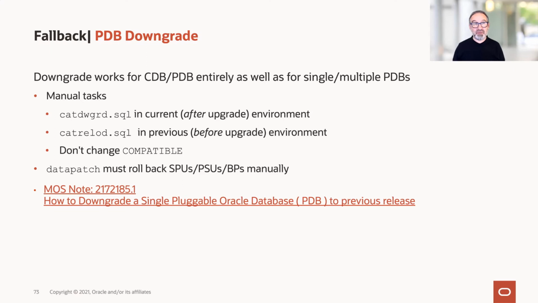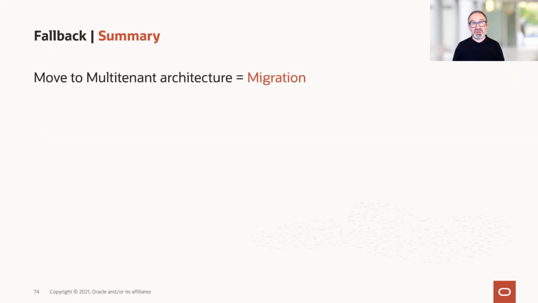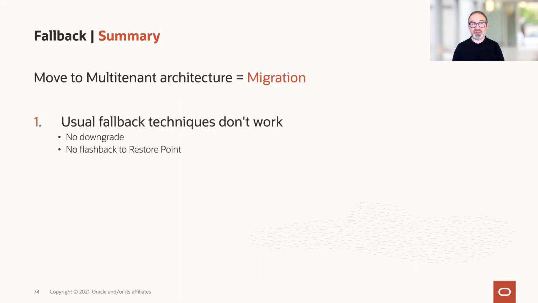There's a My Oracle Support note describing that. So, a summary for the fallback. Keep in mind, the move to the multitenant architecture is always a migration. It's not an upgrade only, it's a migration. So a lot of our usual fallback techniques don't work. We can't downgrade simply. We need to go backwards, but only to a CDB, not to a non-CDB. We have no flashback to a restore point.